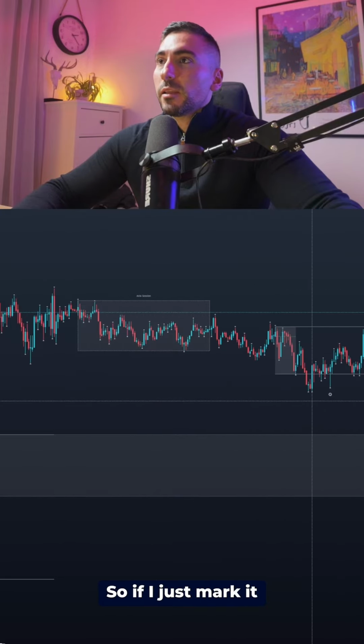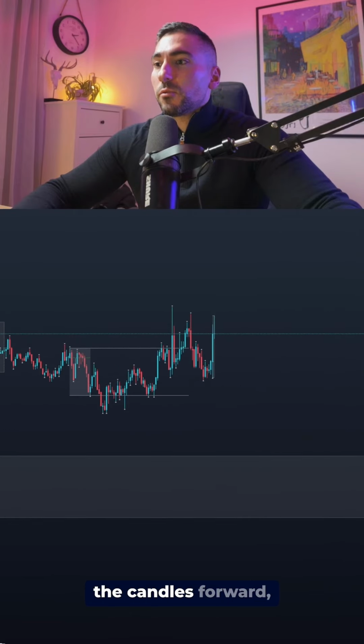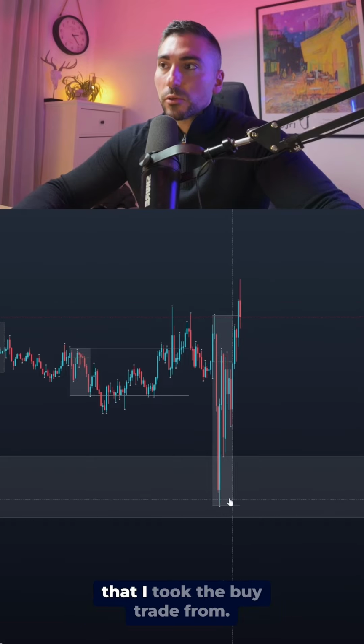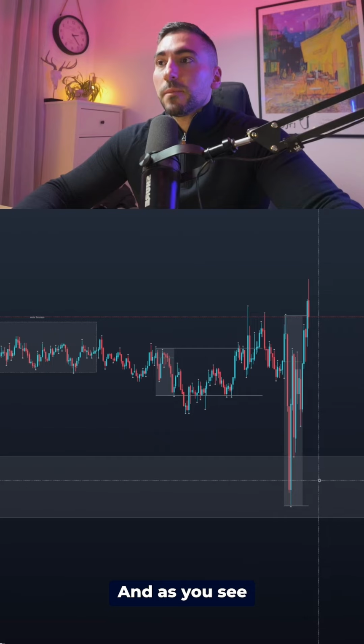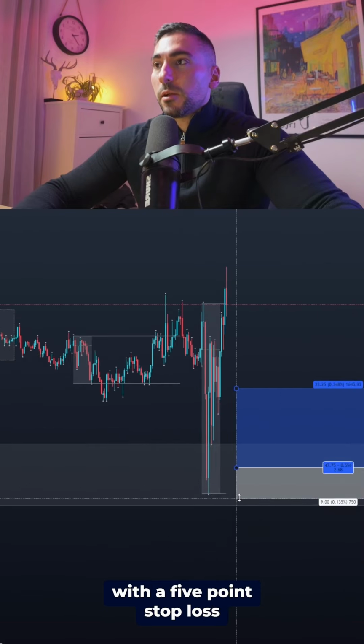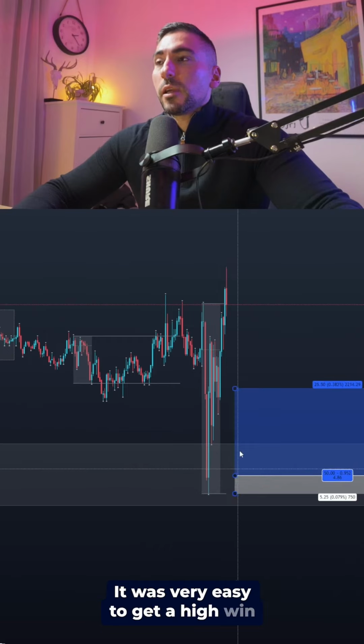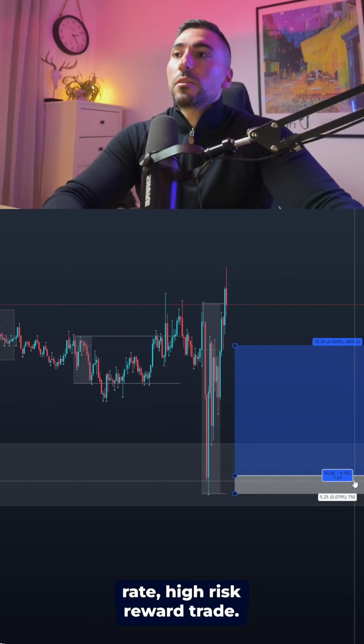So if I just mark it and then I just play the candles forward, you will see that the market bounced from there, and this was the low that I took the buy trade from. And as you see, with a 5-point stop loss, which is something that I think I had, it was very easy to get a high win rate, high risk reward trade.